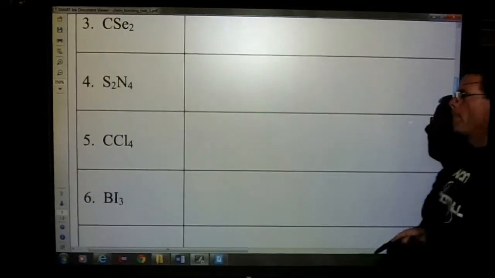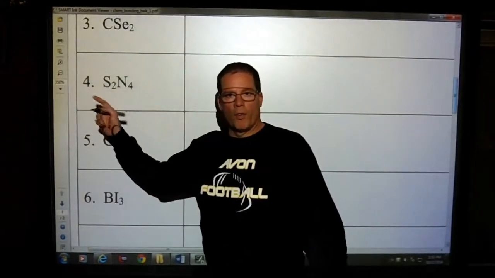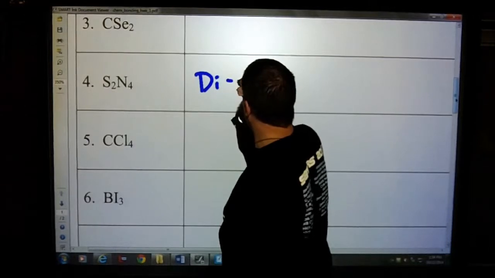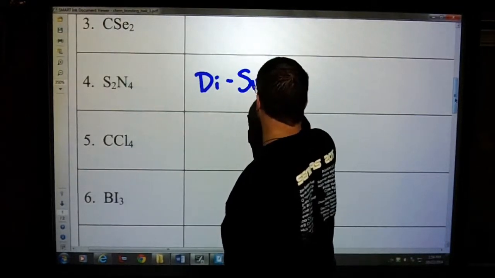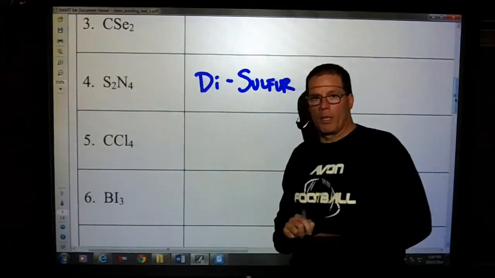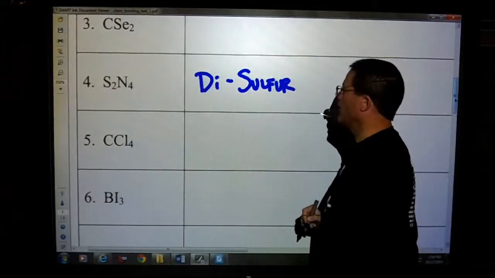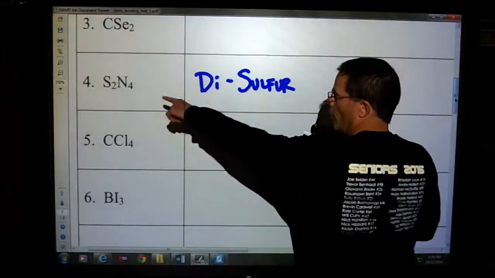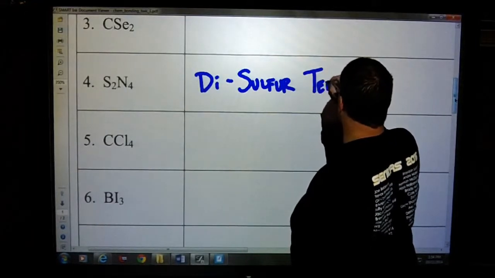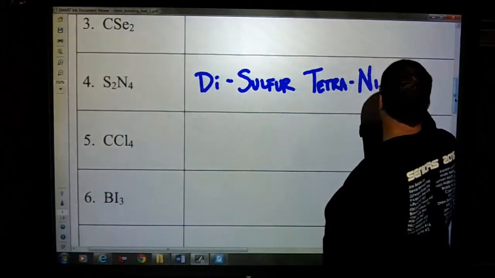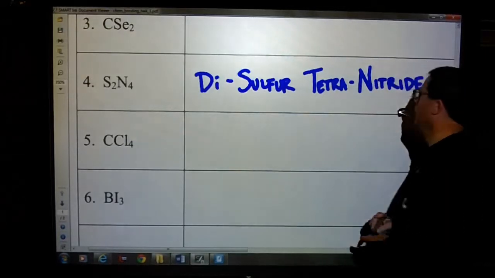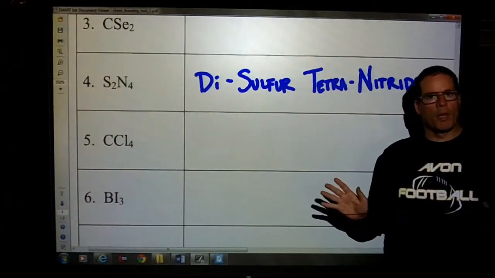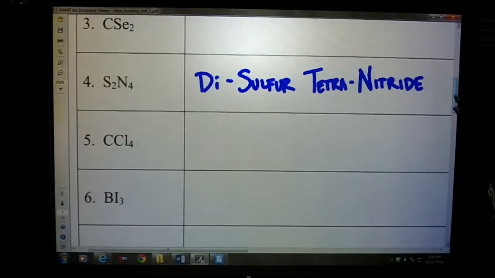Let's take a look at number 4. Here we do have more than one of the first element, so we have to use a Greek prefix. So again, if we had 2, that represents di. And the sulfur, so it's disulfur. Again, we are not dropping the last syllable on the first element. We have nitrogen, so change nitrogen to nitride. However, since we have a 4 there, we're going to call that tetranitride. Okay? So disulfur tetranitride. And again, if you don't want to hyphenate, that's okay with me. I will do that just for the first couple times.